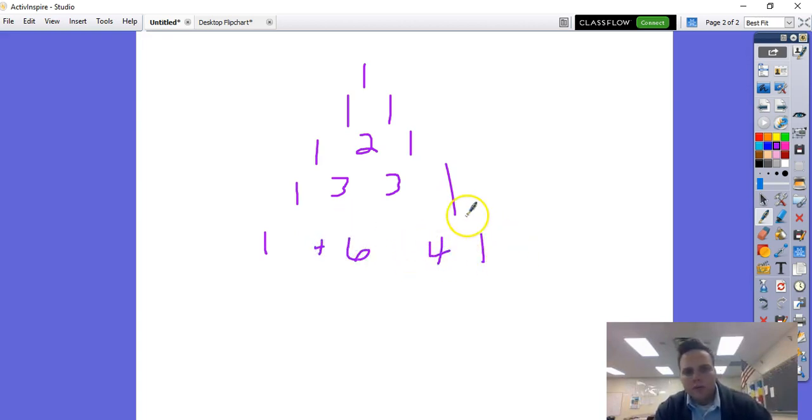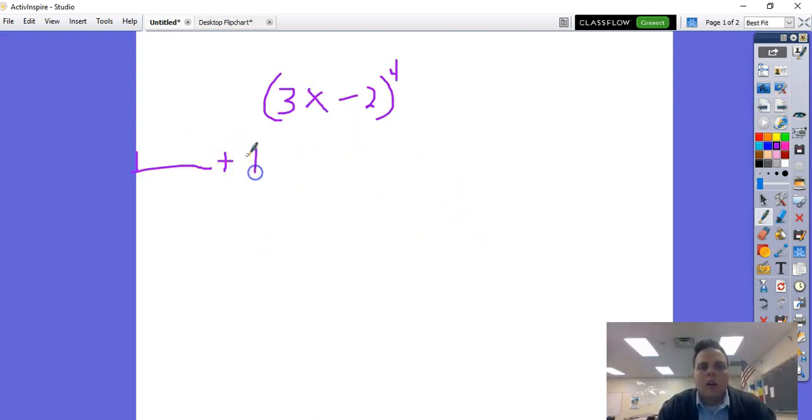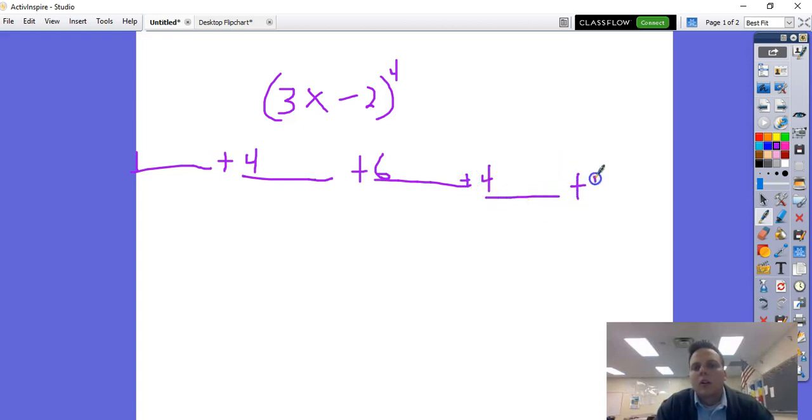That's our fourth row. All right, so my coefficients are just 1, 4, 6, 4. Oh, I forgot a plus sign. I'll just put it right there. 4, 1. All right, and we take our first term and we raise it to all the power, so it's 3x to the fourth.